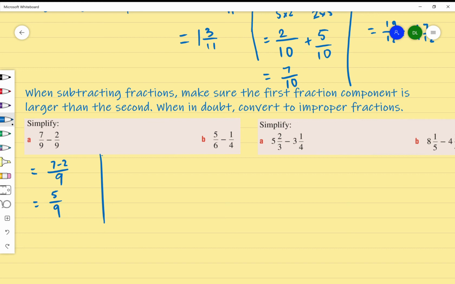So 5 over 6 take away 1/4. Now the issue here is they've got different denominators, right? So I'm going to go ahead and do the same thing as before. We know that the lowest common multiple is 12 because we did that earlier. So it's 12.